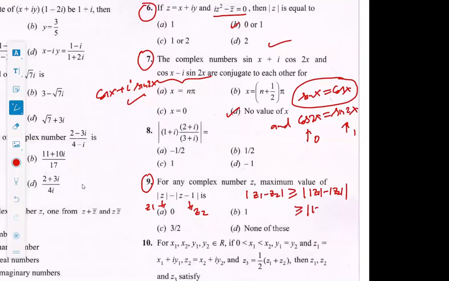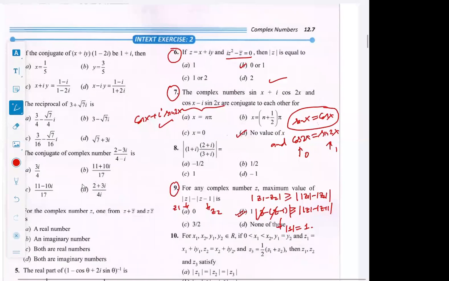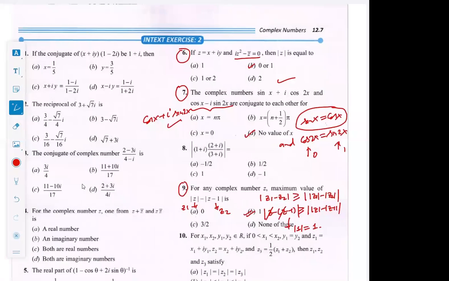So this will be mod Z minus modulus of Z minus 1. This will become Z minus Z minus 1. So these two will cancel out. So I will get mod 1. So this is equal to modulus of 1. Mod 1 is nothing but 1. So the maximum value is 1. It is based on triangular inequality.